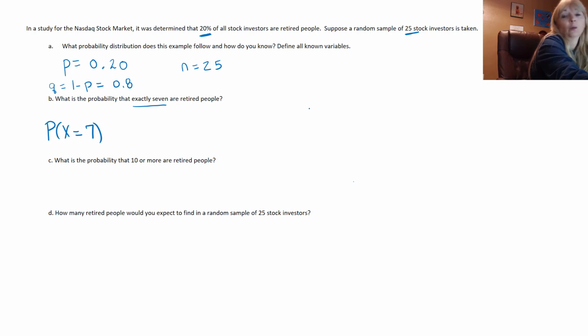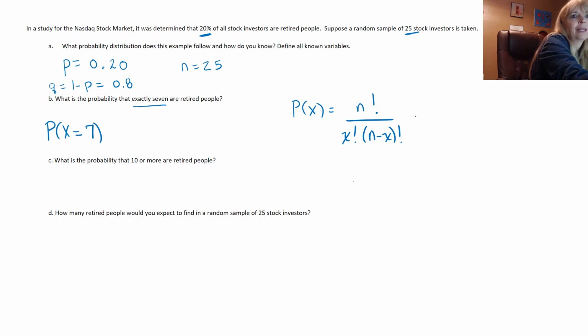Do you remember the formula? Oh, no, I don't remember the formula. So the binomial formula is, remember, the first piece is the combination piece: n factorial over x factorial times n minus x factorial. In other words, the number of ways you can get exactly 7 out of 25, and then times the probability of success raised to the number of successes, and then times the probability of failure raised to the number of failures, which would be your sample size minus the number of successes.